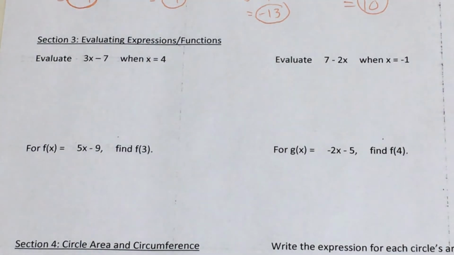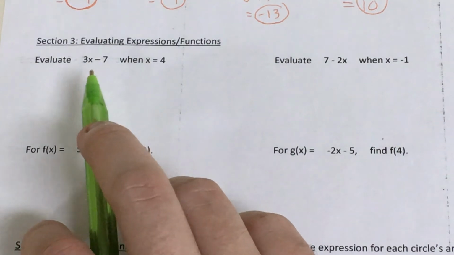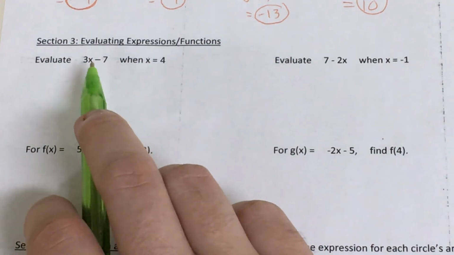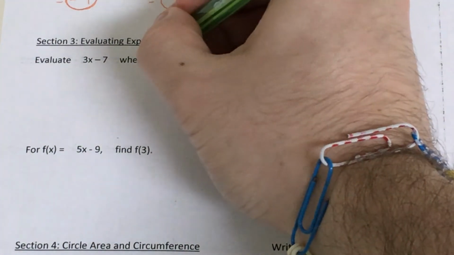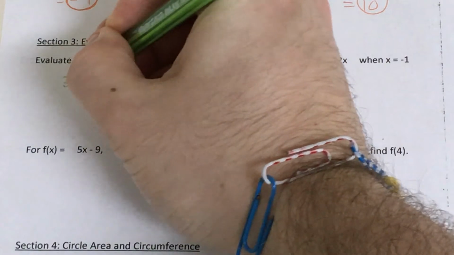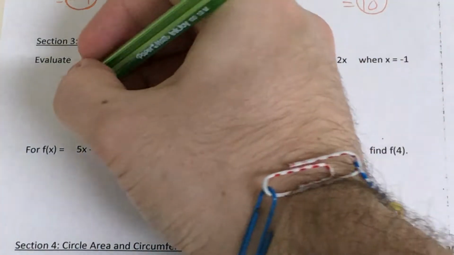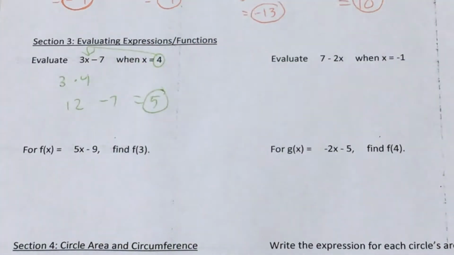And the big idea here is that I get some expression like 3x minus 7, so 3 times whatever number x is, and then I subtract 7 from that, and I get a number to plug in for x. So all I'm going to do is plug that number in for x. 3 times x becomes 3 times 4, which becomes 12, and 12 minus 7 equals 5.